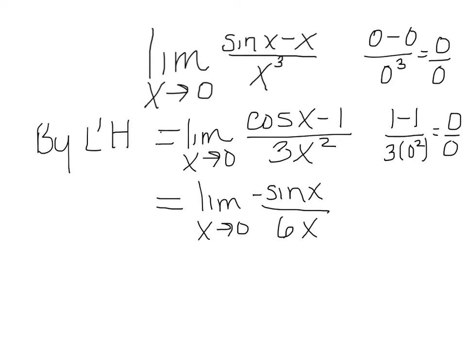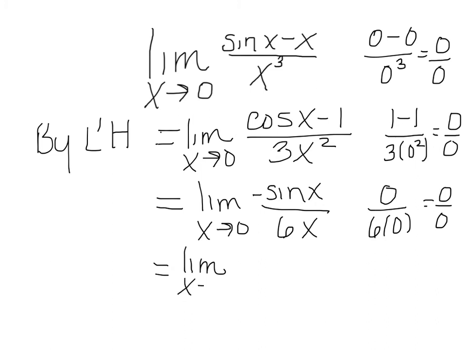Okay, so once again we try plugging in 0, so we'd have negative sine of 0, which would just be negative 0, or 0, over 6 times 0, and yet again we get 0 over 0. So we can still use L'Hopital's rule again.